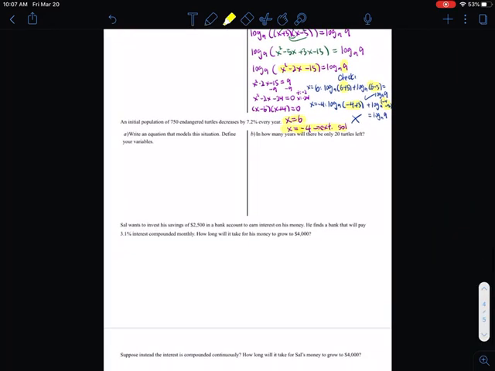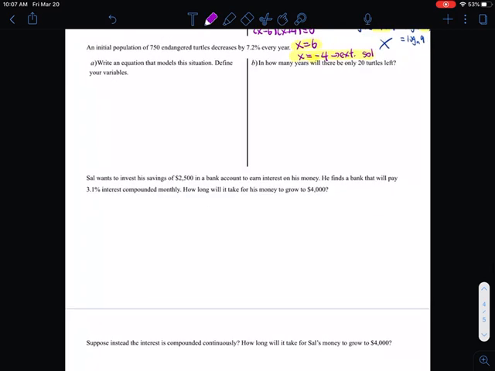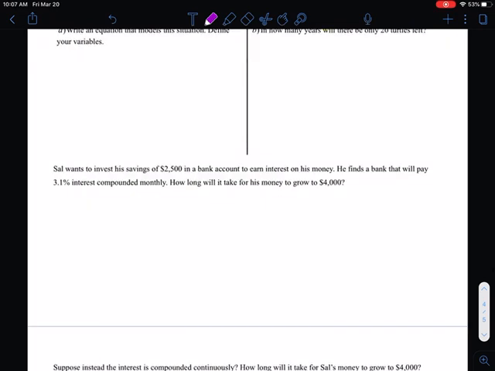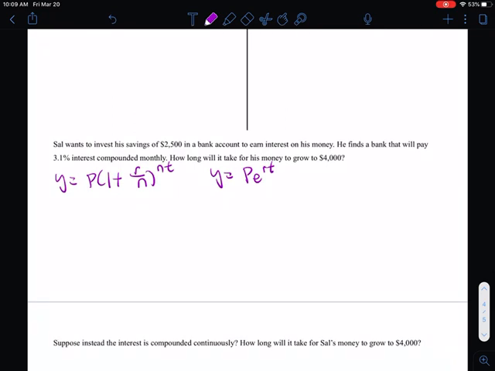There it is. Okay, and then lastly, we just have a couple of word problems. I guess we can set one up together. So let's look at this one with compound interest. Remember, the general formula for compound interest is this. And then Pe to the rt if it's continuous. In this case, this is not continuous.